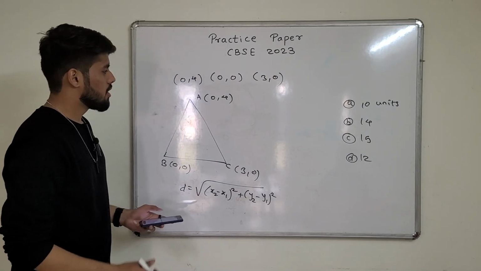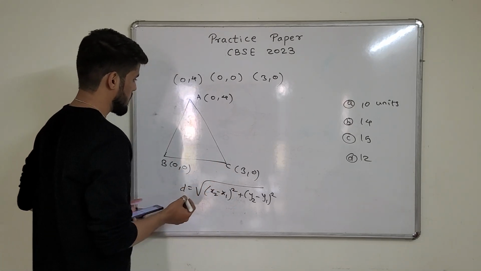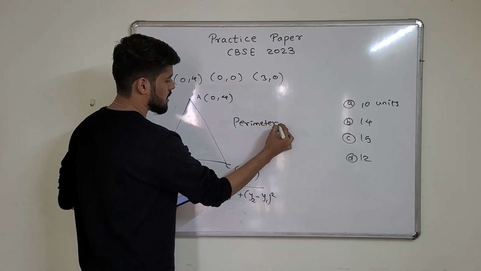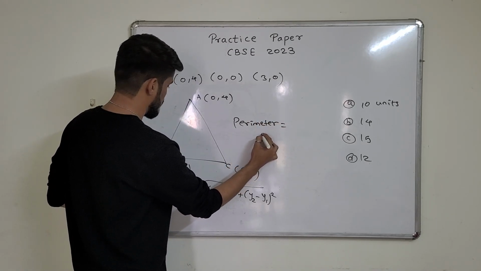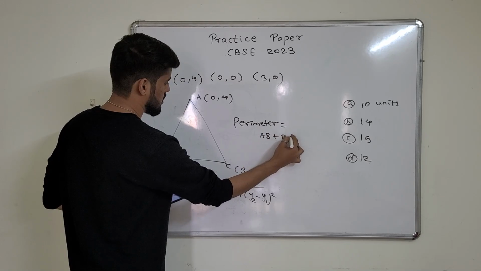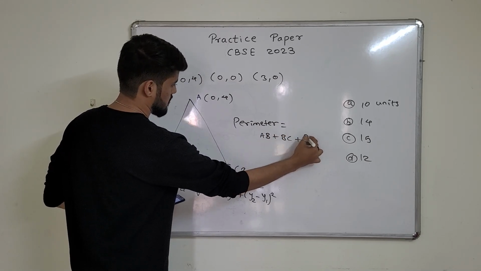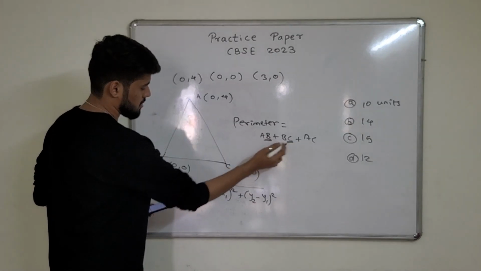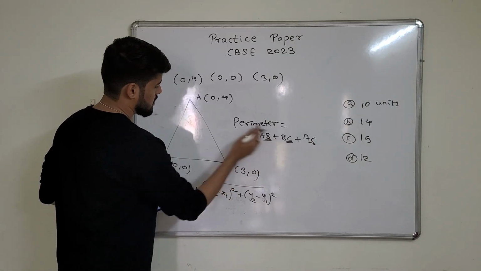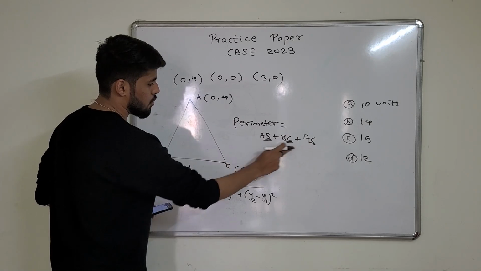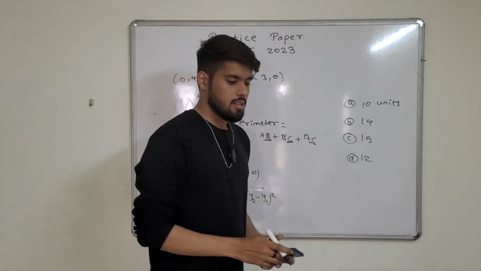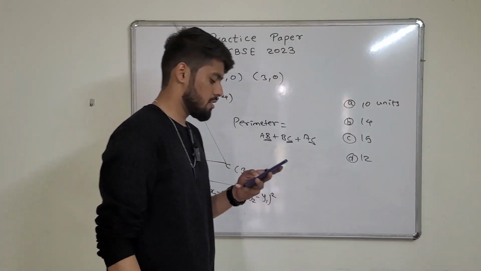Just calculate. Then you will get perimeter as, perimeter is nothing but sum of all sides, right? So AB plus BC plus AC. So you need to find distance AB, you need to find distance BC, you need to find distance AC. Just add all the three values, you will get the option. Let me know in the comment section. Let's go for the next question.